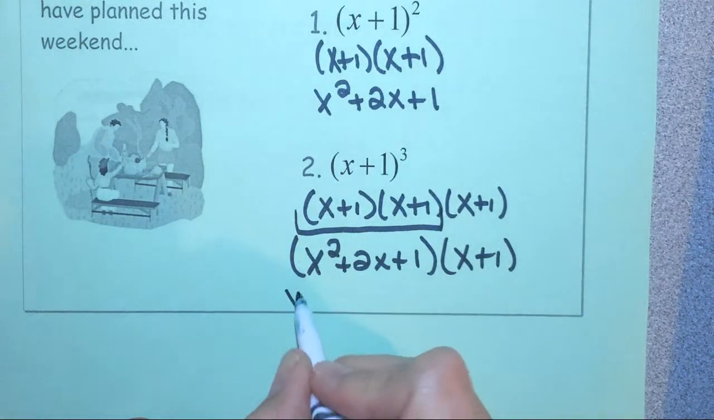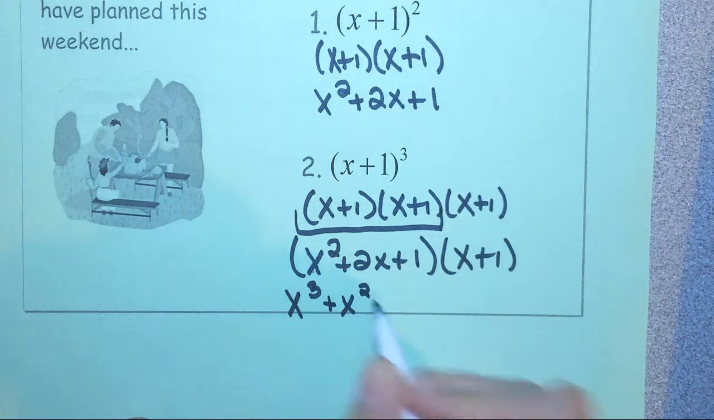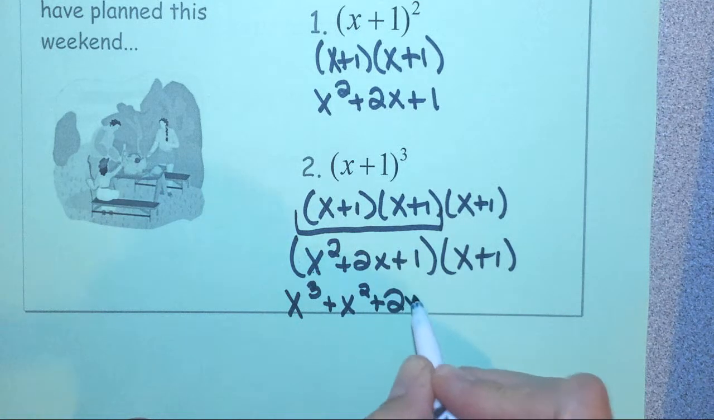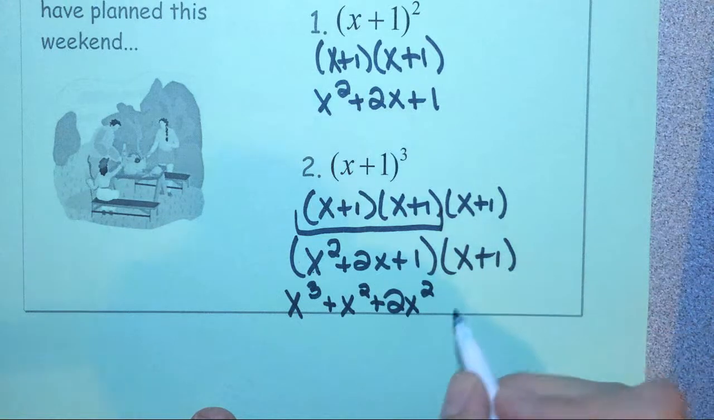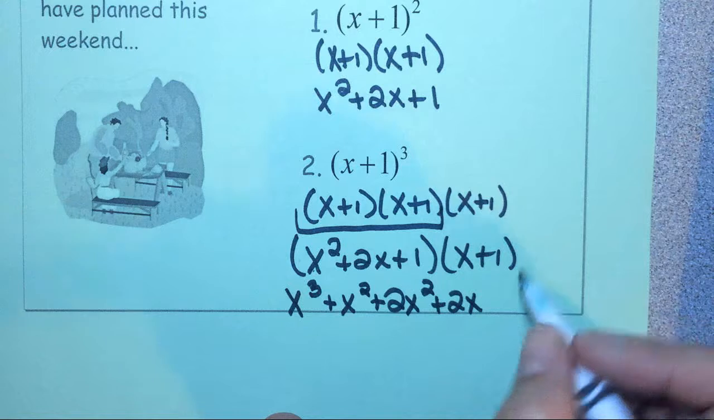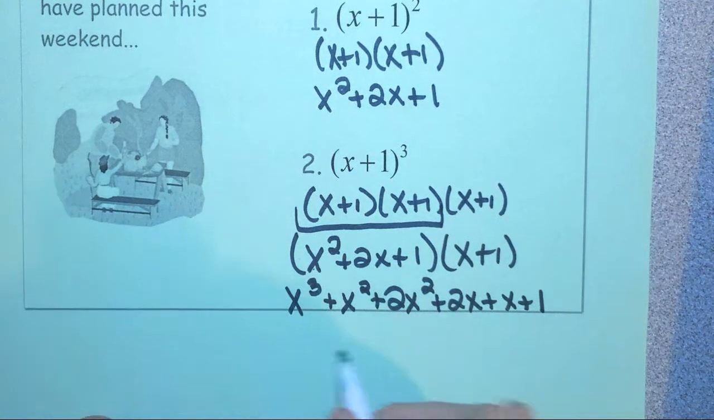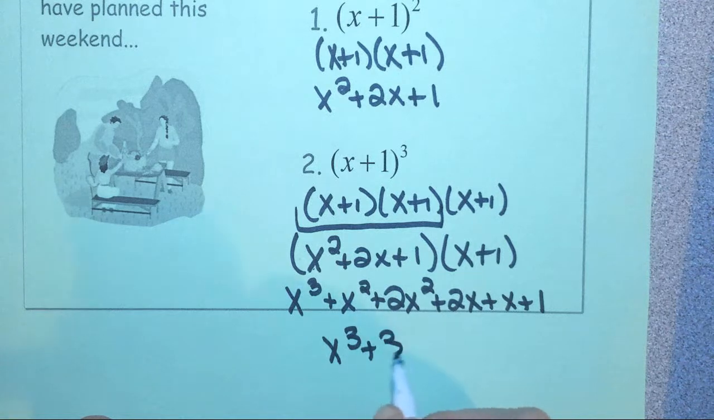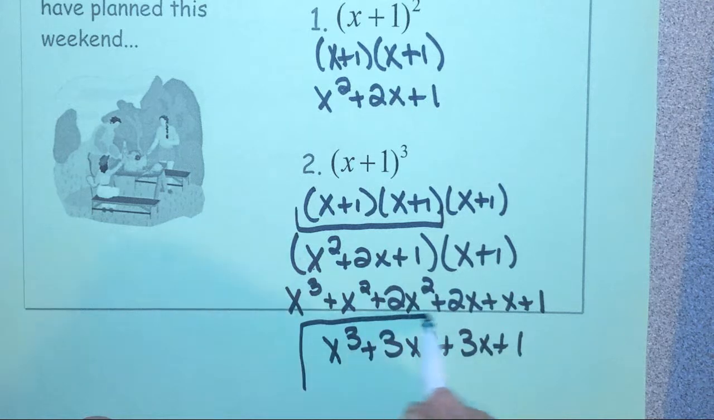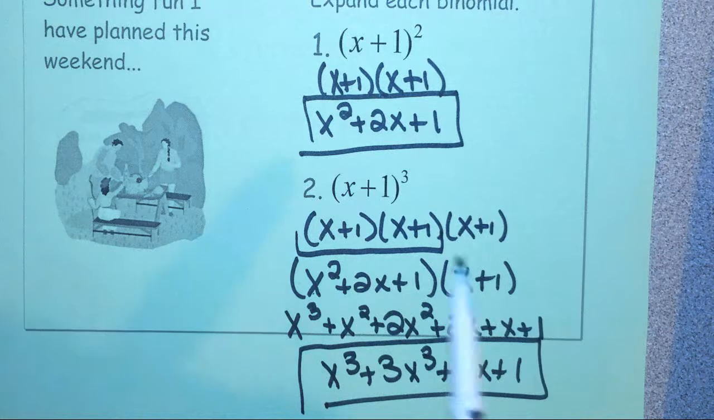X squared times x, x to the third. X squared times 1, x squared. Now go to my next term. 2x times x, 2x squared, 2x times 1, 2x. Last term, 1 times x is 1x, 1 times 1 is 1. And then I'm going to combine like terms. And we're done.